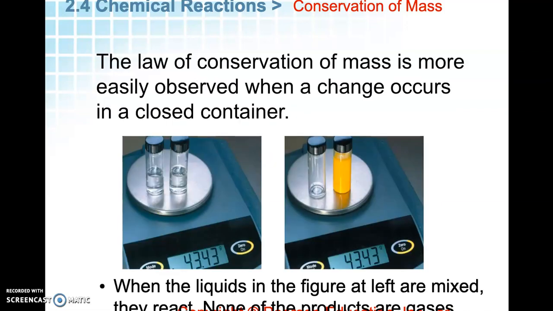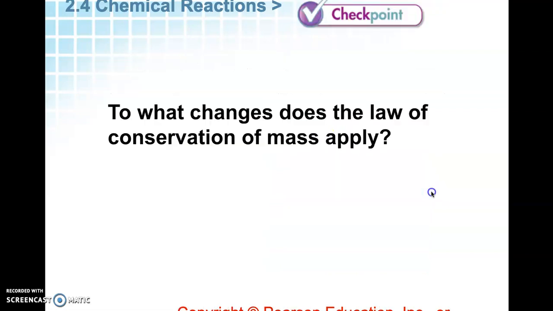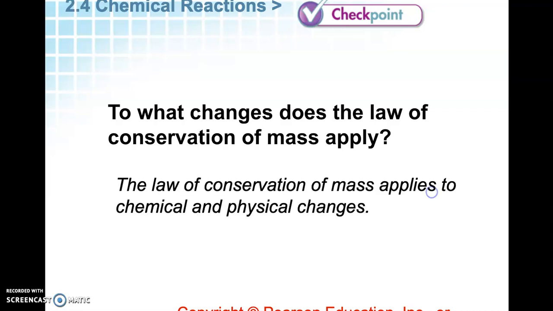So we can see this in a closed container. We have 2 liquids to the left, and they have a mass of 43.43 grams. We mix them, a reaction happens, we get a different color liquid, so therefore we assume that there's a chemical reaction. But we see the mass hasn't changed, it's still 43.43. To what changes does the law of conservation of mass apply? Both chemical and physical changes.